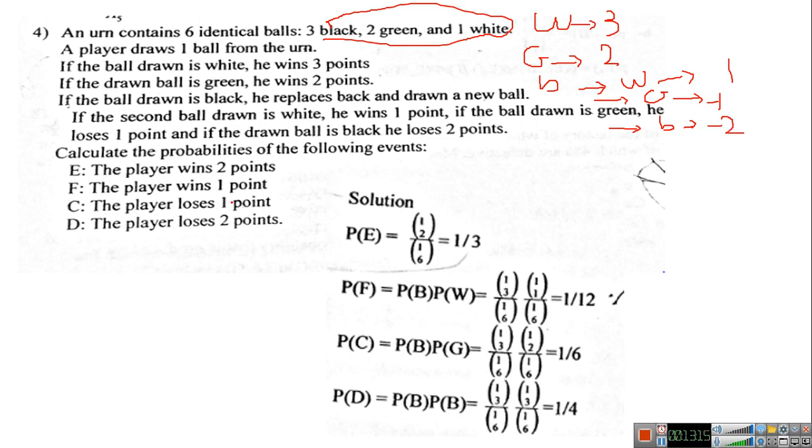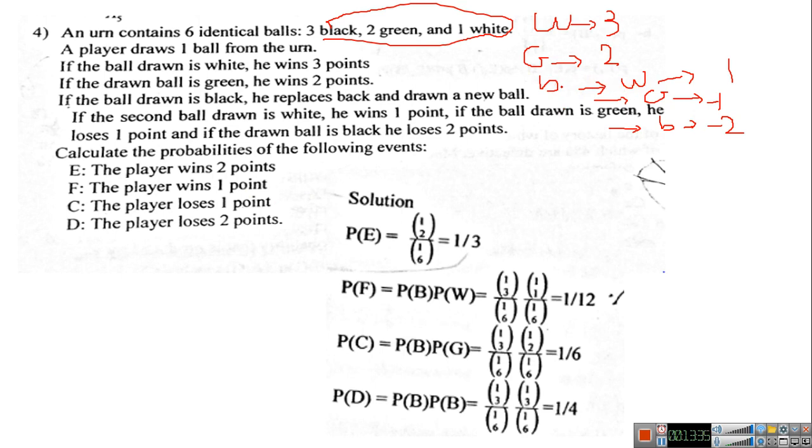Calculate the probability of the following events. The player wins 2 points. To win 2 points, he must draw a green in the first draw. Green is 1 out of 2 over 1 out of 6, which is 1 over 3. He wins 1 point: he must draw one after the other, and it's independent.